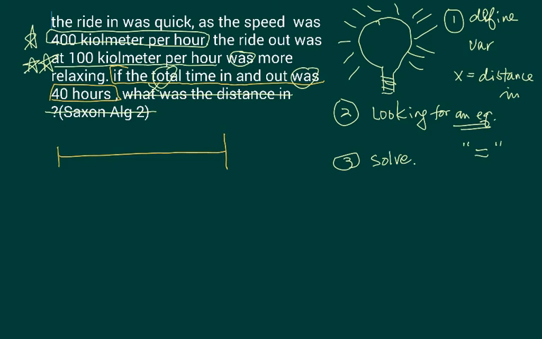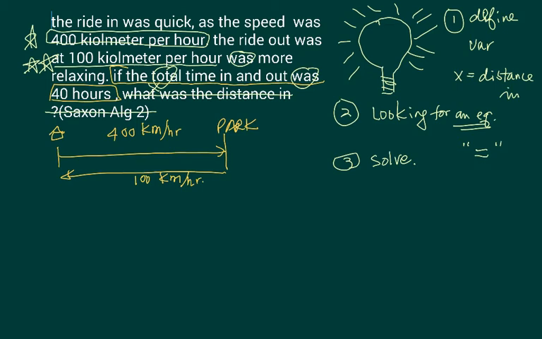Now let's take a look at it in this case. Maybe we're going to a park somewhere. We're in a hurry, so it was not as relaxing. It was at 400 kilometers per hour on the way in. On the way going out of the park, it was more relaxing, at 100 kilometers per hour.